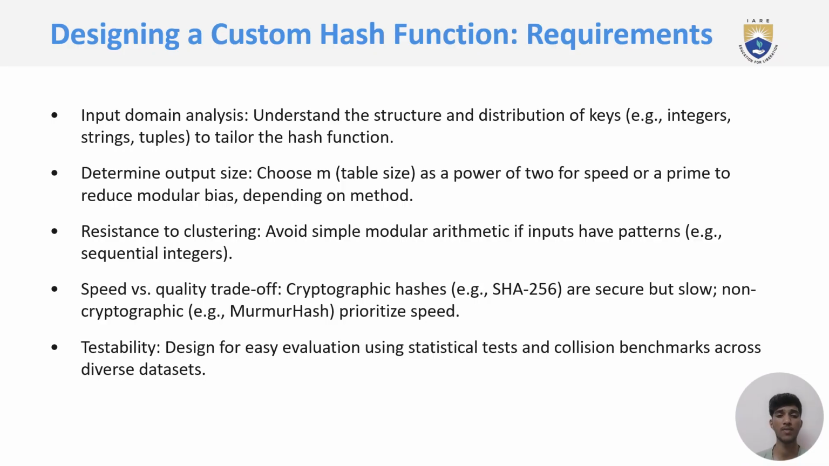Designing a custom hash function. When designing a custom hash function, several factors must be considered. First, we must analyze the input data structure, such as whether keys are integers, strings, or objects. Next, we choose the table size, which can be a prime number or a power of 2. The hash function should avoid patterns that may cause clustering. There is also a trade-off between speed and quality. Faster hash functions may produce more collisions, while stronger functions may require more computation. Proper testing ensures the hash function performs well across different datasets.